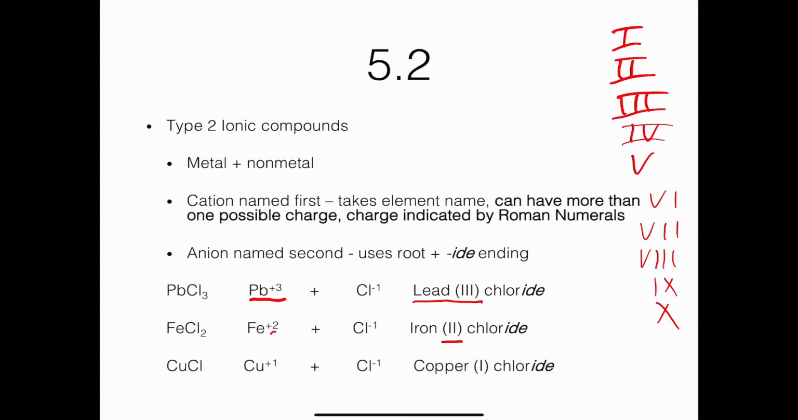And for the last one, CuCl. So in this case, Cu or copper has a charge of positive 1. And again, the Roman numeral goes right in the middle of the compound because it is specifying the charge on the cation. The anion is the same, it's left alone.